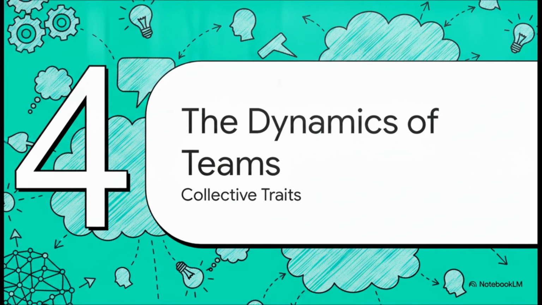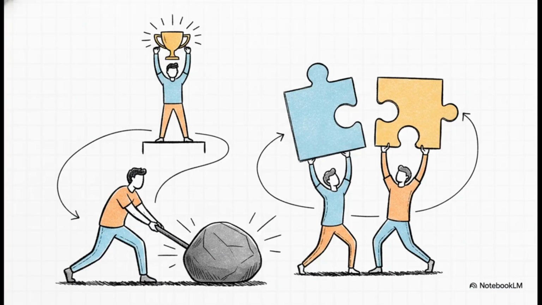Section 4. The dynamics of teams. When you put humans together, the group inevitably develops its own characteristic properties. High-performing teams, whether we're talking about an emergency response unit dealing with life-and-death scenarios or creative powerhouses like Pixar, don't just happen by accident. They're built with intense intention and they share universal traits.